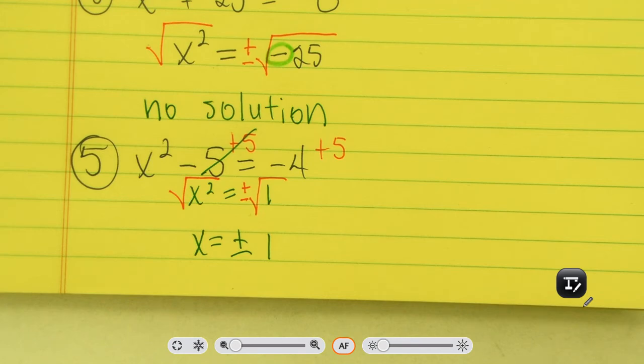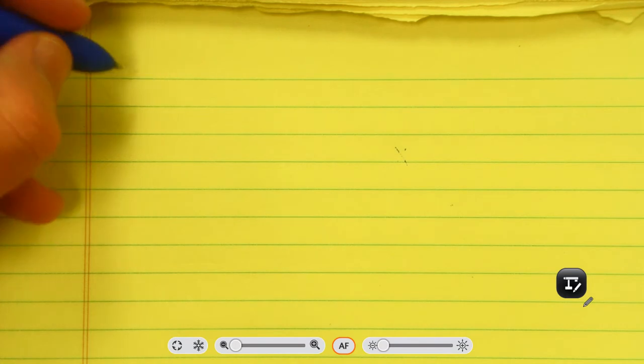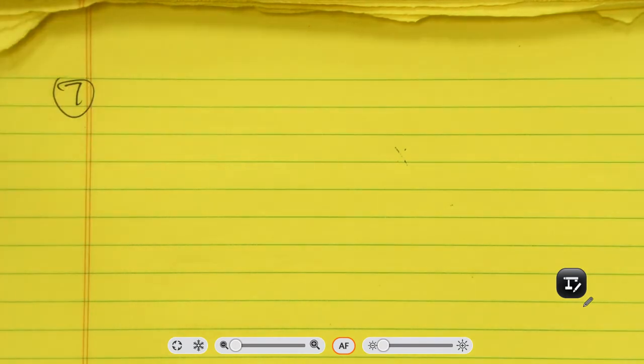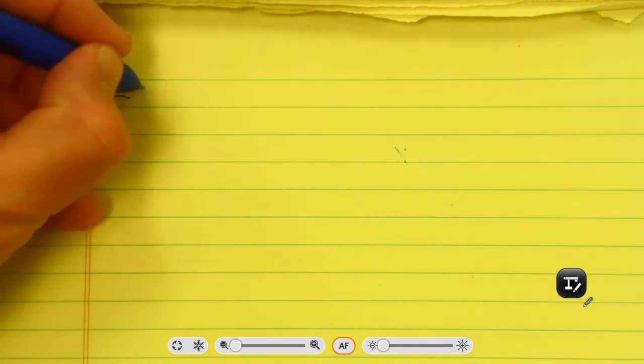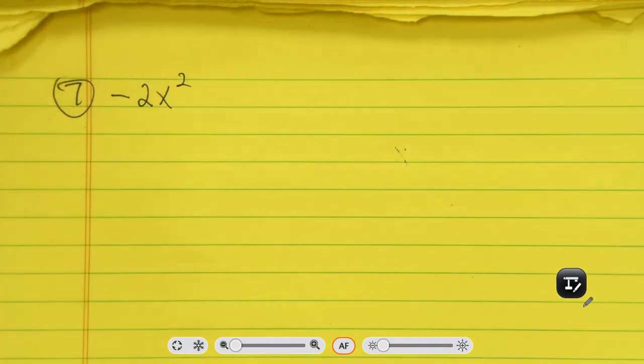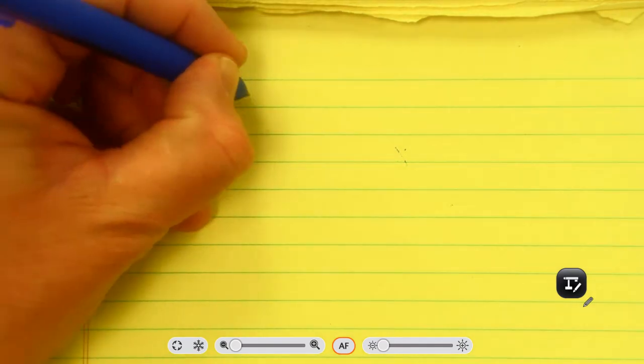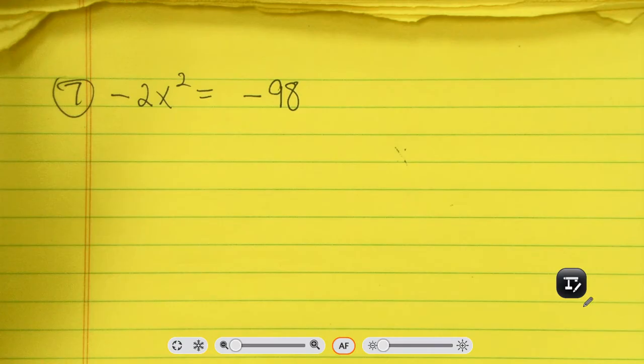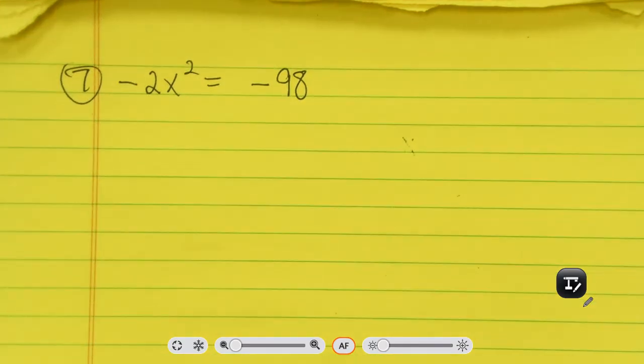Look at number 7. So far, we've taken the same procedure. I hope you're writing this down. We've done the same procedure each time. We've had to add or subtract. So let's look at 7. 7's actually a little different. 7 is negative 2x squared equals negative 98. Now, my first step here is not to add or subtract.